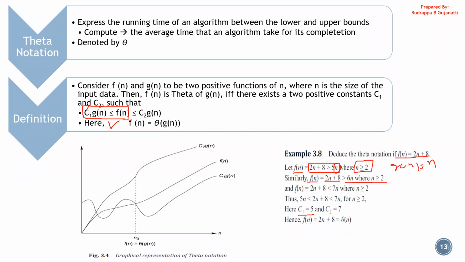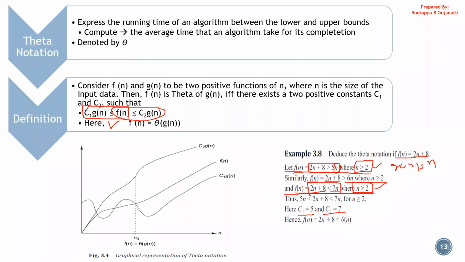In the next condition, we check that f of n is less than 7 times g of n. If I simplify this equation, the condition is satisfied for n greater than or equal to 2. Now, if you make an observation, when I consider this parameter for n greater than or equal to 2, the condition is satisfied. What is this specifying? This part is satisfied for n greater than or equal to 2, and even this part is satisfied for n greater than or equal to 2 when I choose C1 as 5 and C2 as 7.